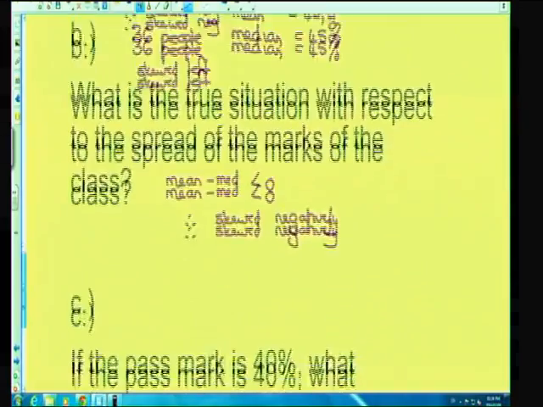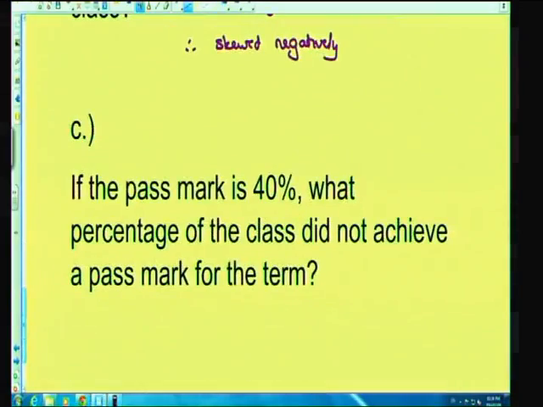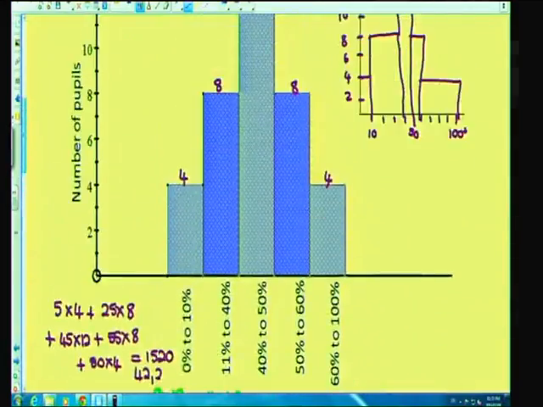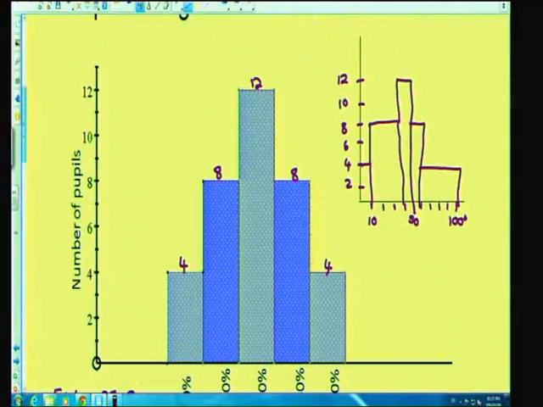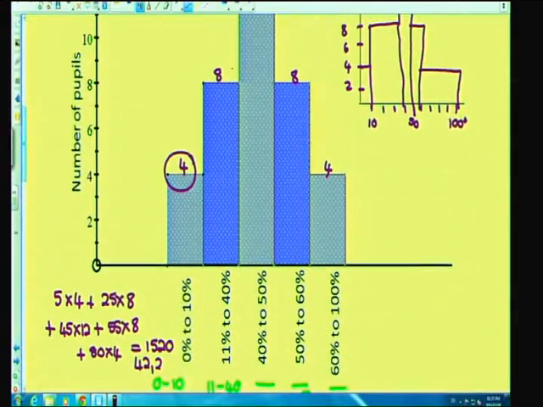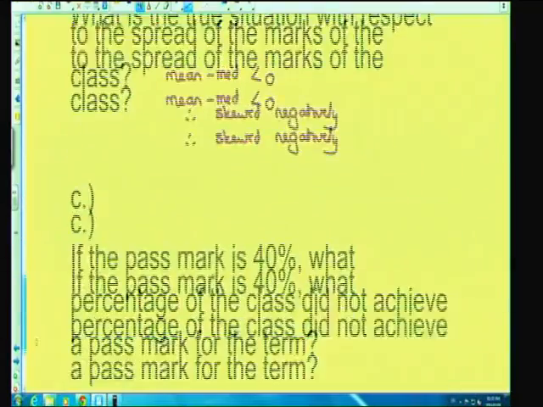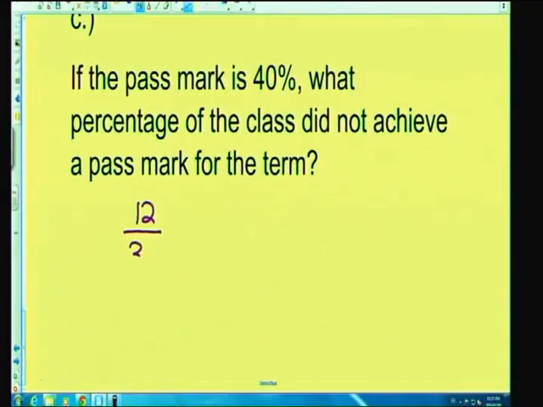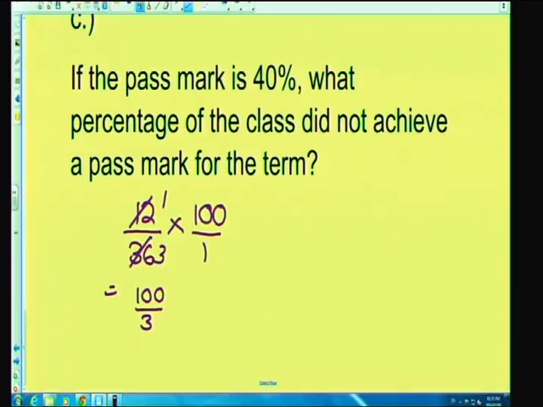Right, let's see what they say in the last question. If the pass mark is 40%, what percentage of the class did not achieve a pass mark for the term? Well, if we go over here, 40% is the cutoff point, so in actual fact we're talking about these pupils and those pupils. In other words, there would be 12 out of the 36 people that didn't pass. So we would do that, because that's how you get your percentage. 12 goes into 12 once and into 36 three times, giving me 100 over 3, which is 33.3%. So in other words, a third of the class did not pass.